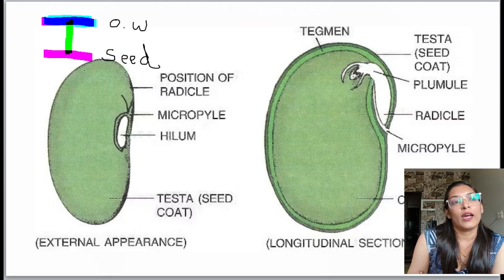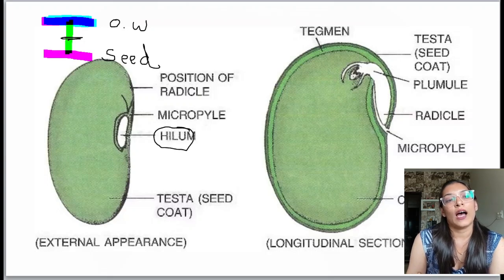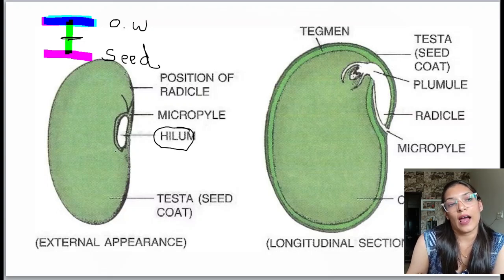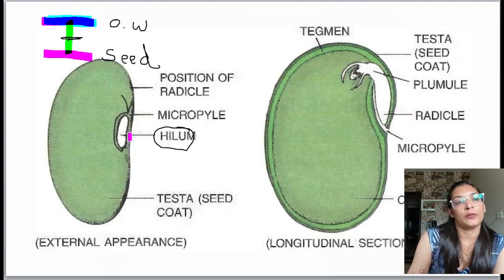So the ovary wall and seed are connected with the help of a bridge which is called the hilum. Basically, the hilum is a scratch or notch which develops when the seed is attached to the ovary wall. So the seed is attached to the ovary wall with the help of a notch or a scratch kind of structure, which is your hilum.